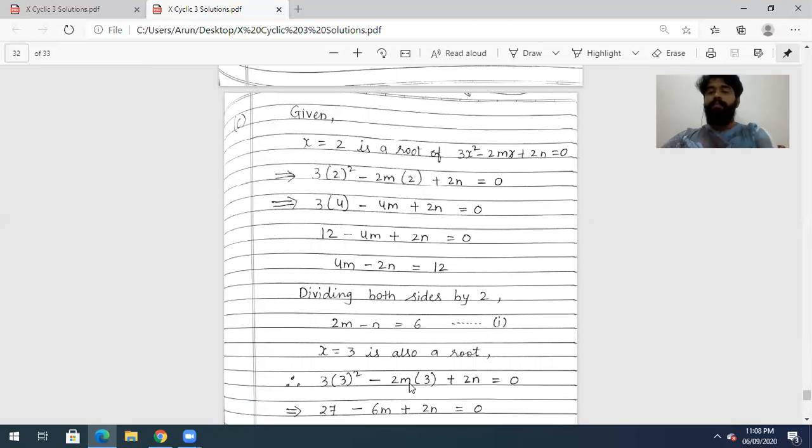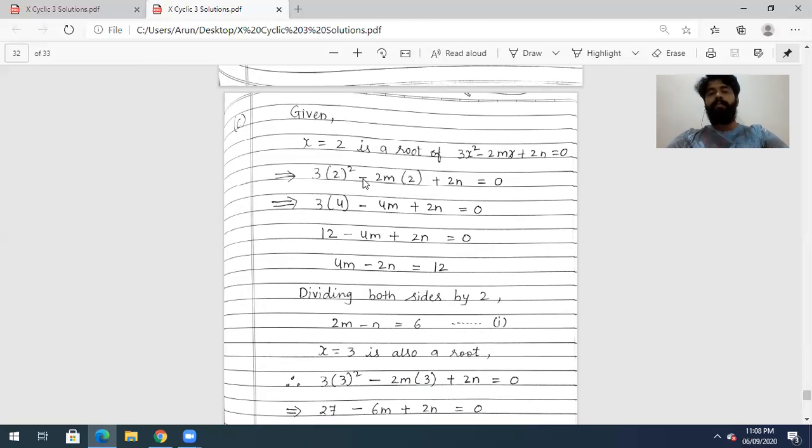Next, given x is equal to 2 and x is equal to 3 are the roots of the equation 3x square minus 2mx plus 2n is equal to 0, find the values of m and n. So, we have been given that x is equal to 2 is a root of this equation. That means x is equal to 2 will satisfy the equation. So, we will substitute 2 in place of x.